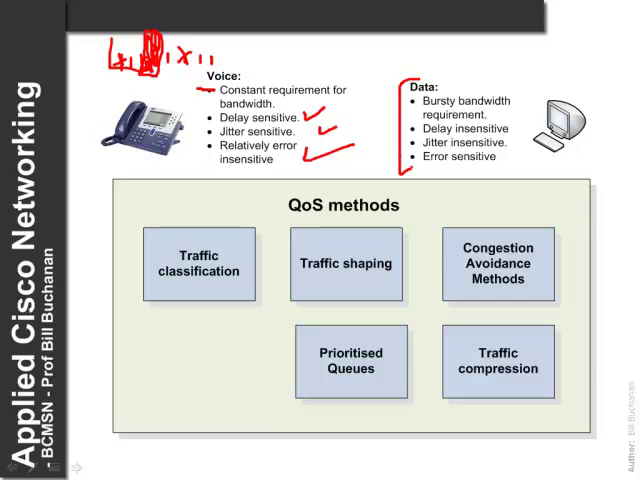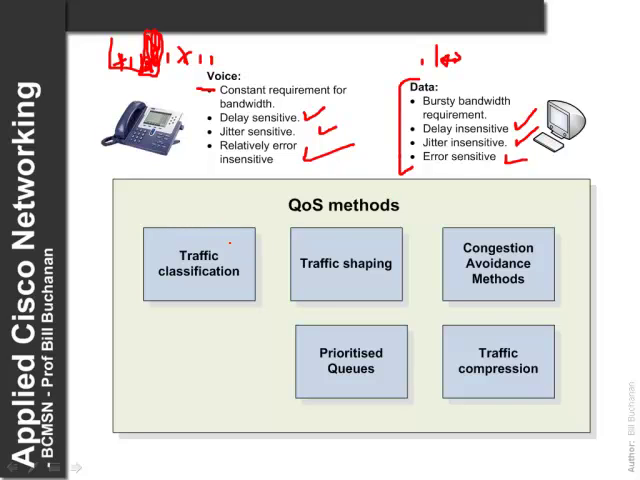Data, on the other hand, tends to be fairly bursty. It isn't constant, and it tends to go from low requirements to high requirements. It doesn't matter too much how long it takes. It doesn't matter too much the variation between the time it takes to transmit a signal, but it is error sensitive.